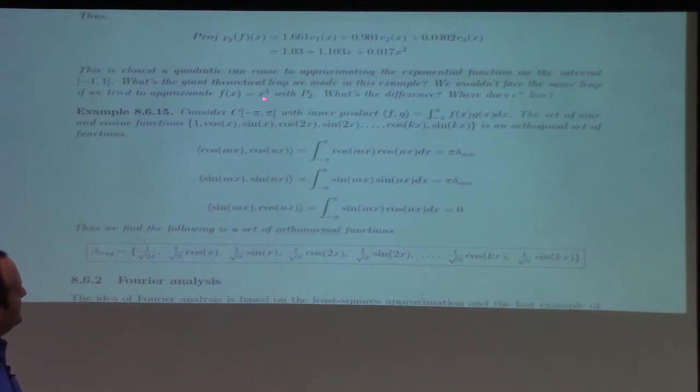So you can consider the space of continuous functions from minus pi to pi with inner product, as we talked about, the integral from minus pi to pi of f of x g of x. And you can show that the set of sine and cosine functions is an orthogonal set. Because if you calculate the integrals of cosine cosine, or sine sine, or sine cosine, you get 0, unless they match, in which case you get pi. So these all have length square root of pi. And so if you normalize, you get an orthonormal set of trigonometric functions.